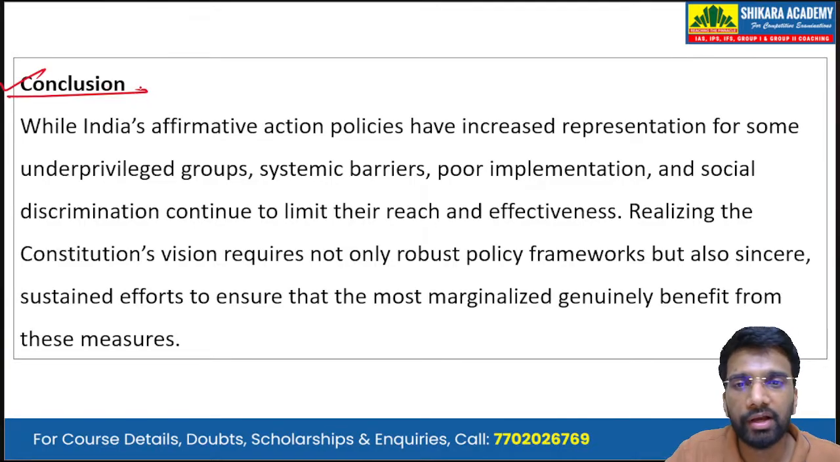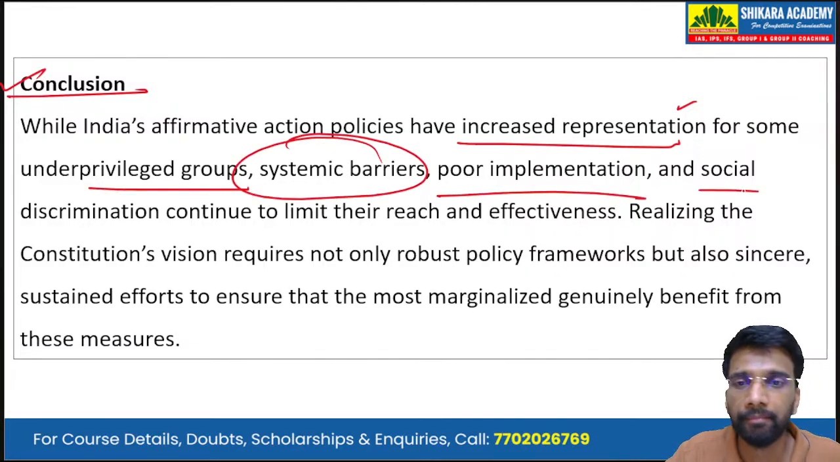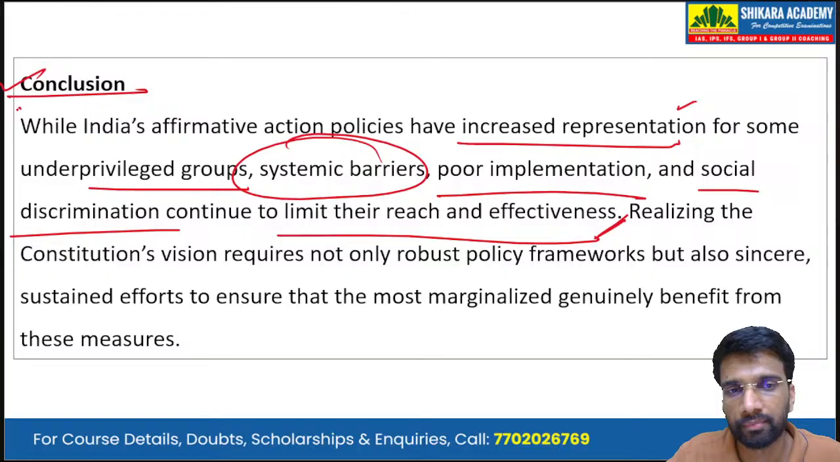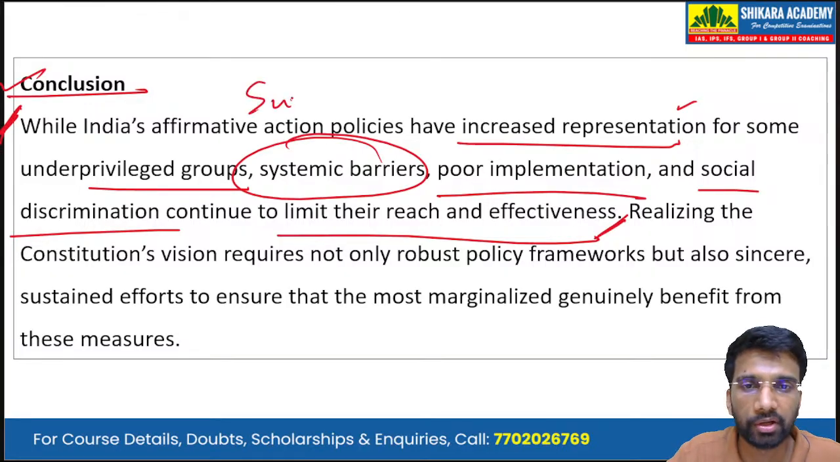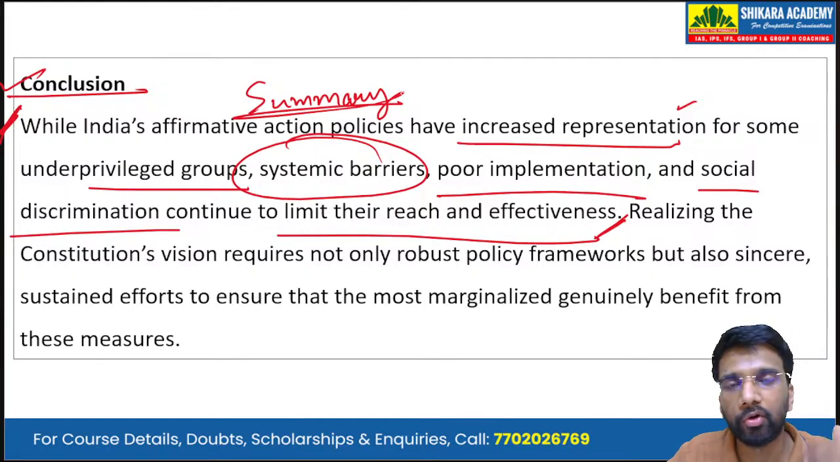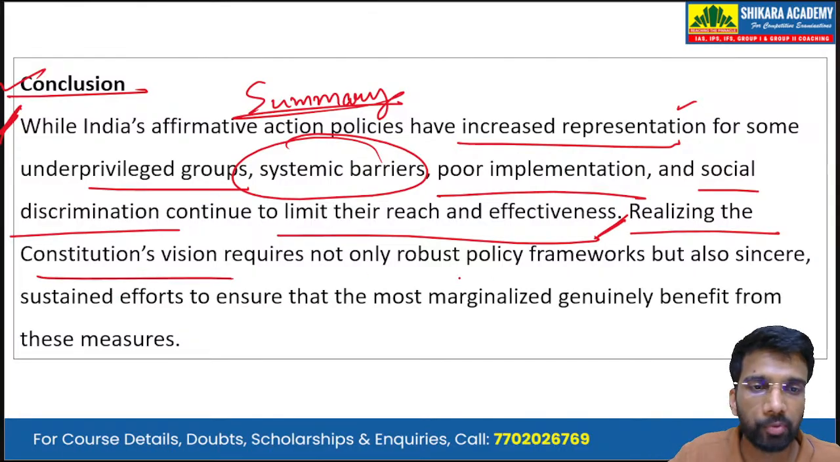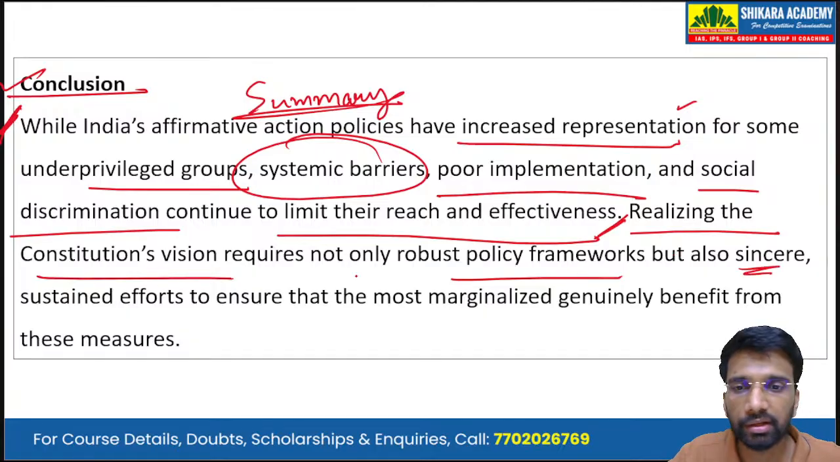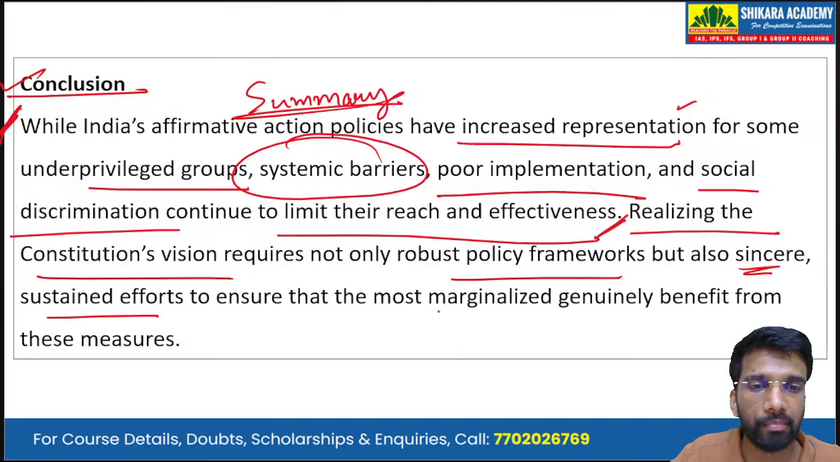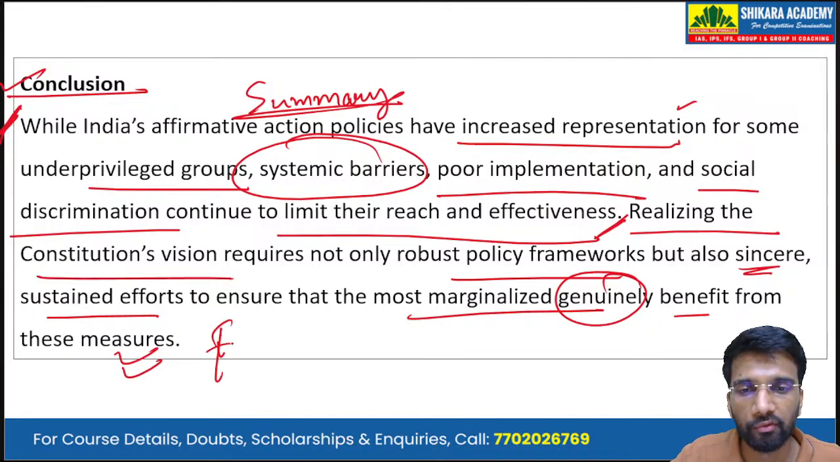Then, in conclusion, we write: while India's affirmative action policies have increased representation for some underprivileged groups, systemic barriers, poor implementation, and social discrimination continue to limit their reach and effectiveness. Now, this is the summary of the answer. In the second line, we will be writing a forward-looking line: realizing the Constitution's vision requires not only robust policy frameworks but also sincere, sustained efforts to ensure that the most marginalized genuinely benefit from these measures. Second is the forward-looking line.